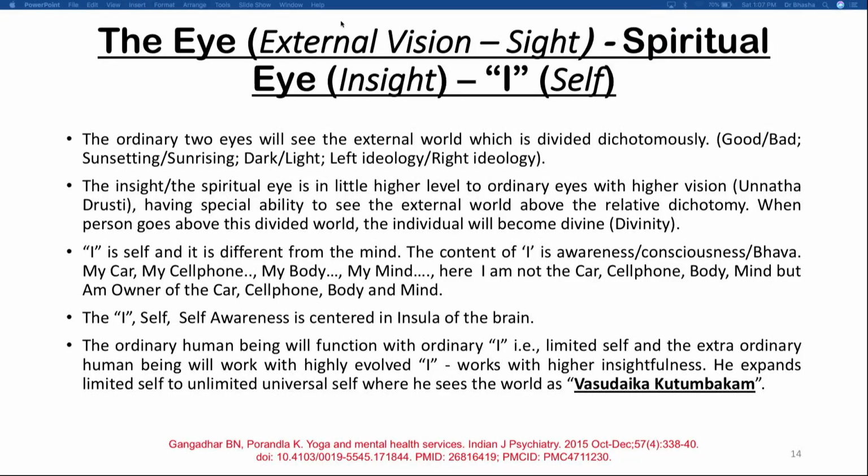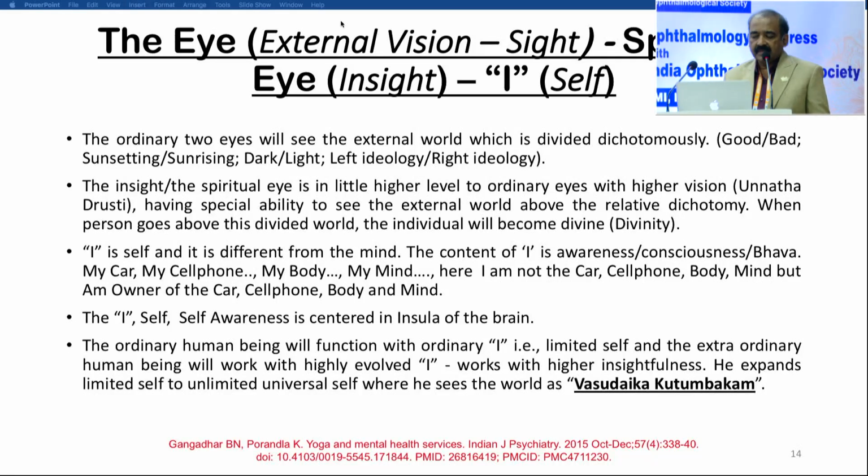The ordinary two eyes see the external world, which is divided dichotomously, that is, good and bad, sunset, sunrise, dark and light, left ideology or right ideology. This spiritual eye is at a higher level than the ordinary eyes, with higher vision and a special ability to see the external world above the relative dichotomy. When a person goes above this divided world, the individual becomes divine, that is, divinity.